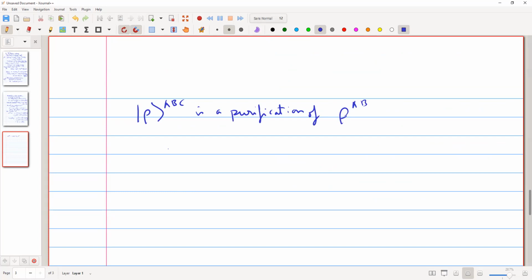So now, what do I have? So now if I apply strong subadditivity, what do I have? I have H of, which one do I want? C out here.